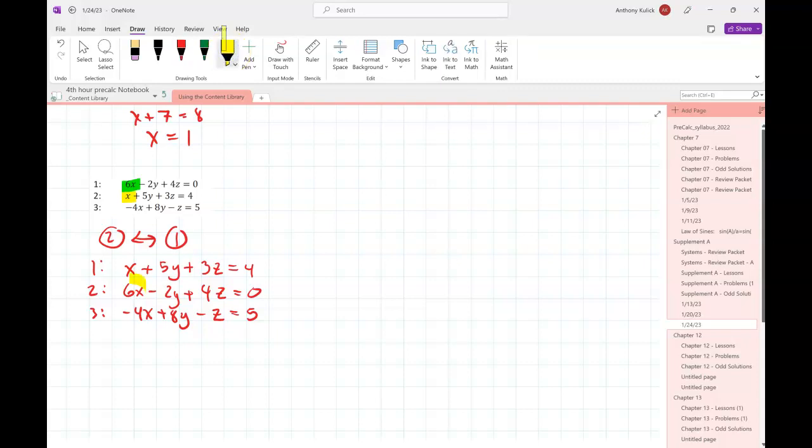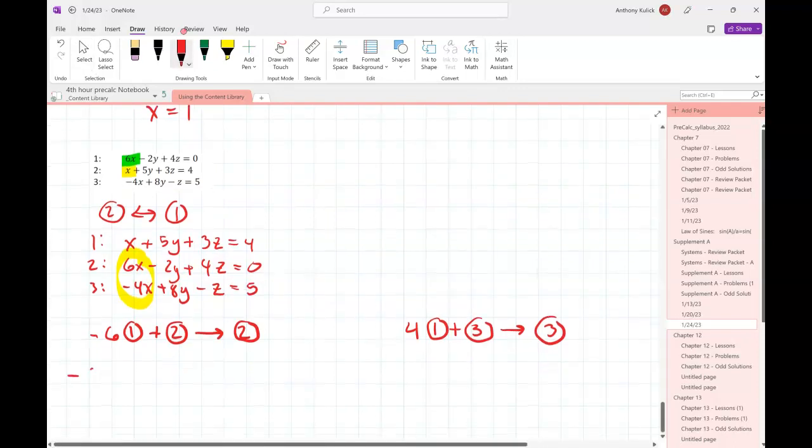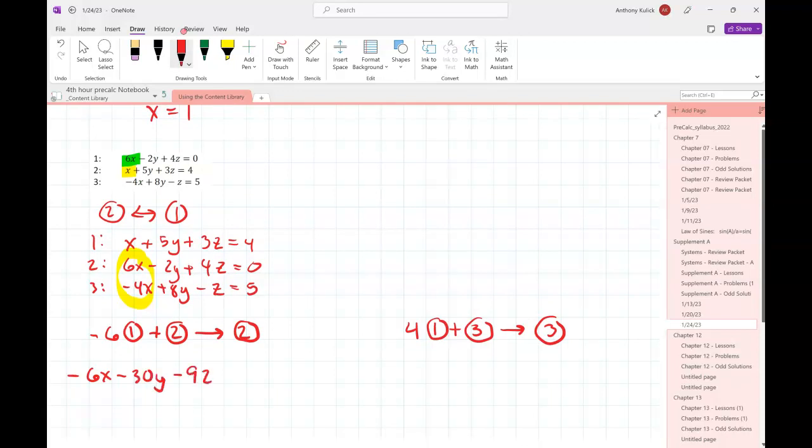So my next order of business is I need to get rid of the x's in equation 2 and equation 3. How am I going to do that? Well, I'm going to do negative 6 times equation 1. I'm going to add that to equation 2. I'm going to make that my new equation 2. And then likewise, I'm going to do 4 times equation 1. I'll add that to equation 3. And then make that my new equation 3.